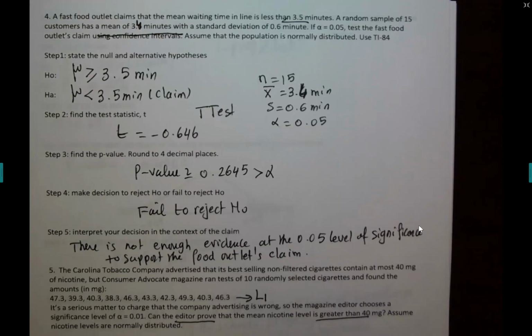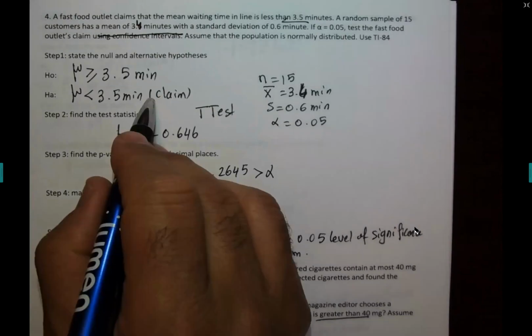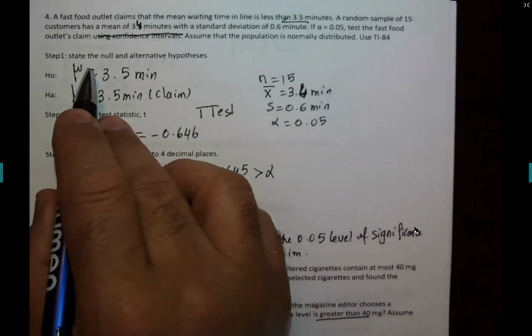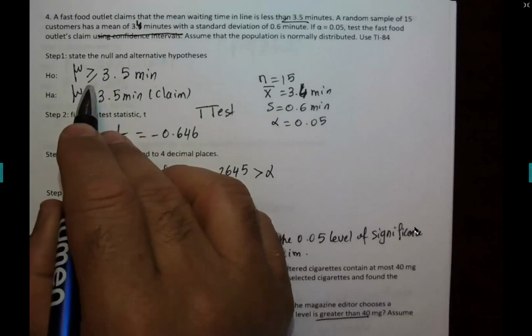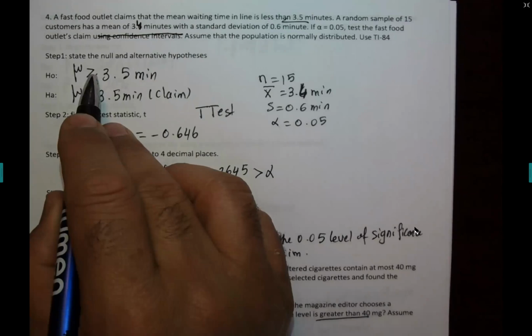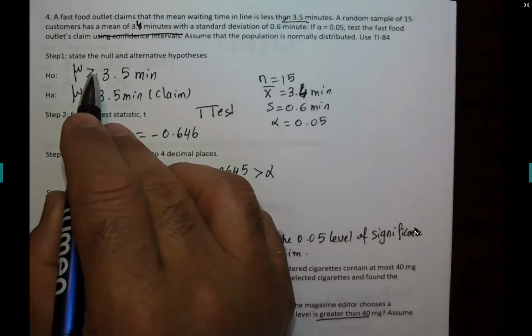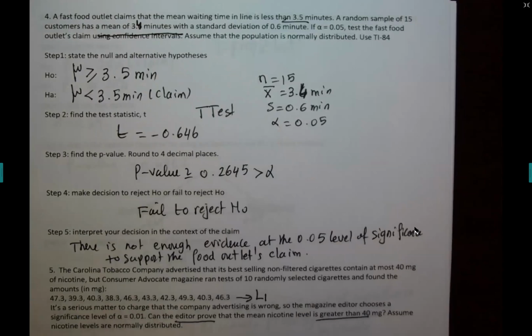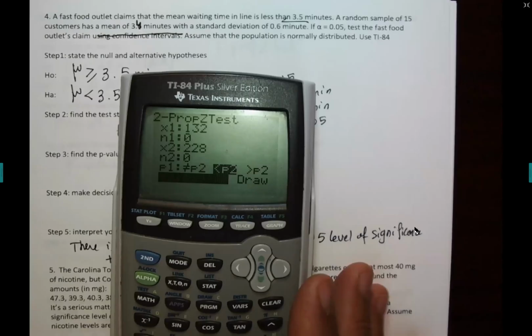Okay. Well, what is the claim? They're claiming that the mean waiting time is less than 3.5 minutes. You can see here, guys, less than 3.5 minutes. This is the claim. The null hypothesis is the total opposite, so it will be greater than or equal to. Since S is given, it is a t-test, and let's plug it into the calculator and show you how to do the t-test here.